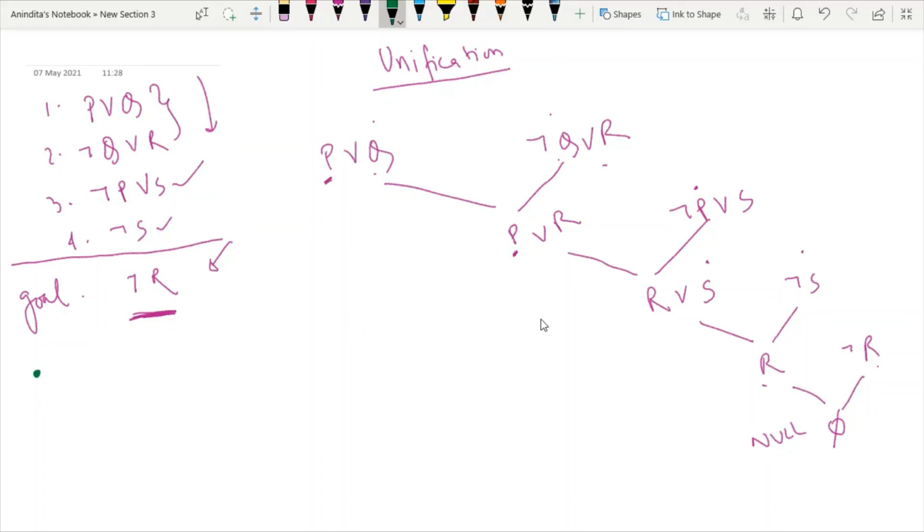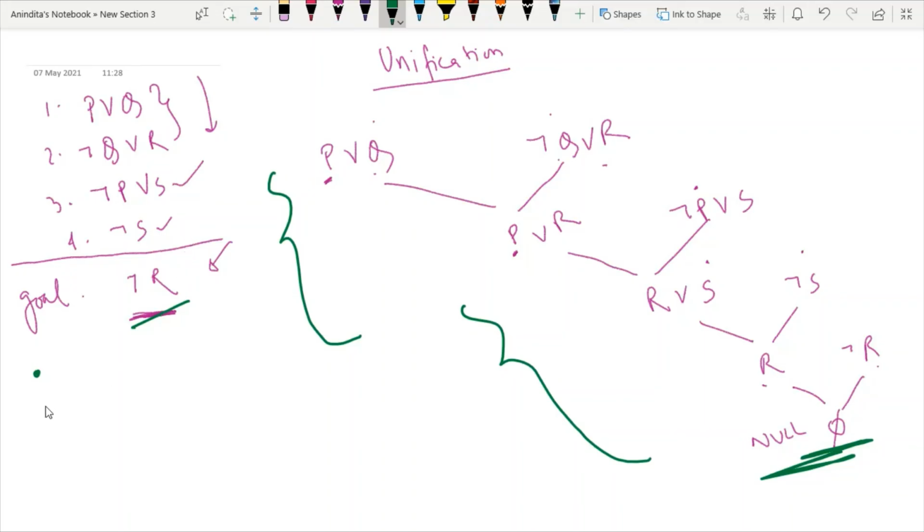After applying the proof by contradiction on the goal, that is not R, the problem is solved and the unification tree is terminated as the null clause, which is known as phi. So hence at this point I can say the goal is achieved, because our intention is to find out the goal. So since null is achieved, we can say that our goal is achieved.